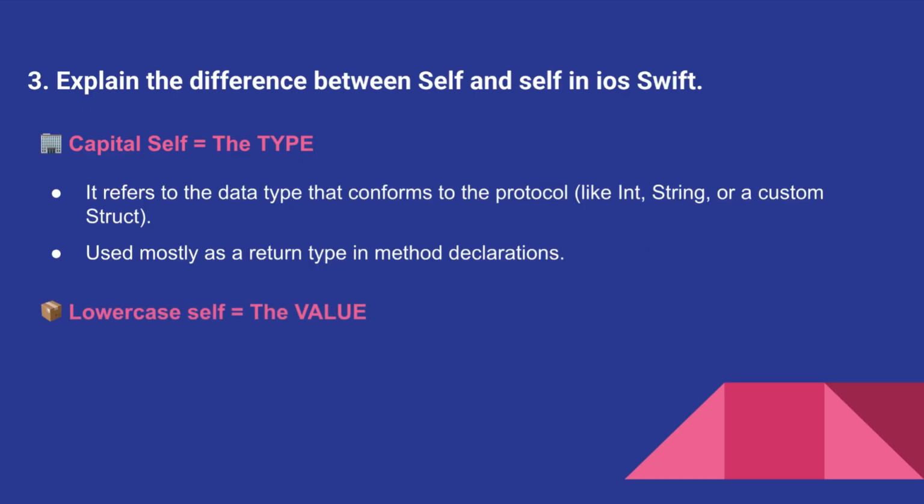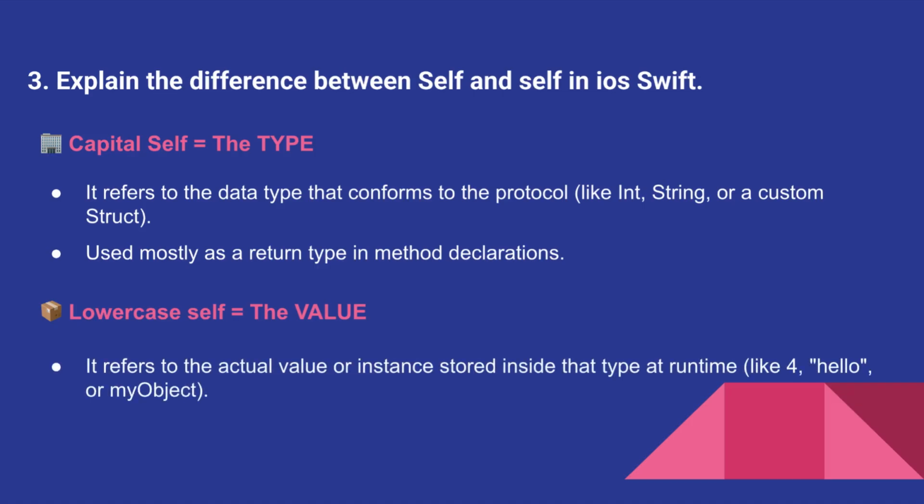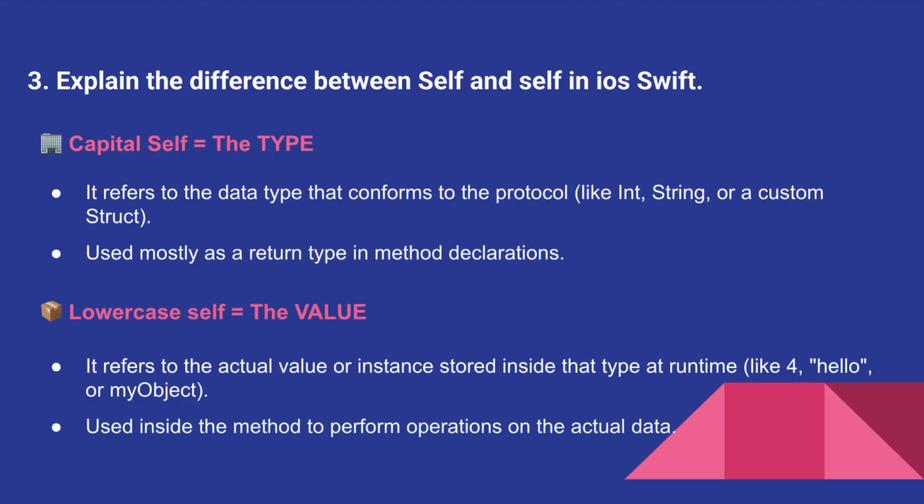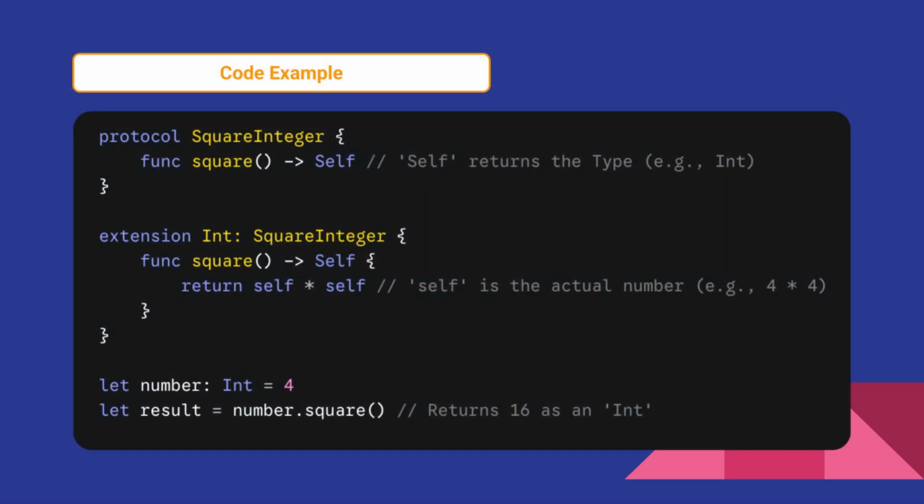On the flip side, we have lowercase self, which refers to the value. Instead of representing the blueprint or the type, lowercase self refers to the actual value or instance stored inside that type at runtime. For example, the actual number 4, the specific string hello, or a unique object you just initialized. You will use lowercase self inside your methods when you need to perform actual operations on that specific piece of data. Let's tie it all together with a code example so you can see them side by side.